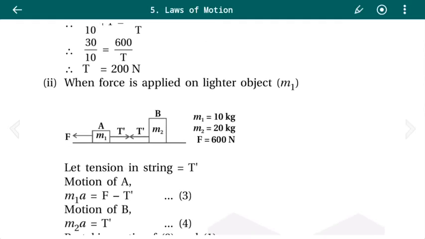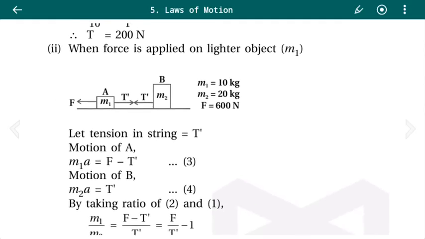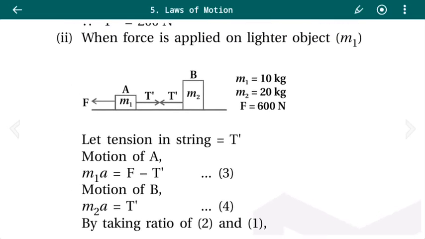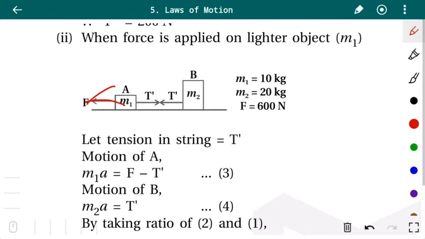Now when force is applied on the lighter object M1, now here we are considering force in this direction. So let the tension in the string be T dash. Motion of A now becomes F minus T dash equals M1A, and motion of B becomes M2A equals T dash.